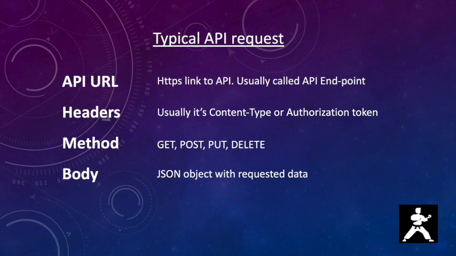And you have to provide body. It's a JSON object with requested data. For the get and delete requests, you don't need body. You just need API URL with parameters. But for the post and put, you're required to have the body in the request.